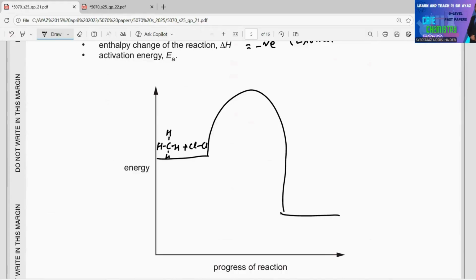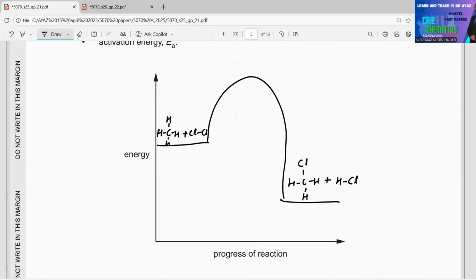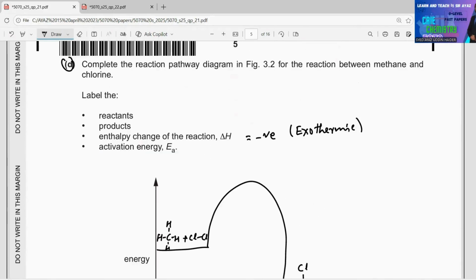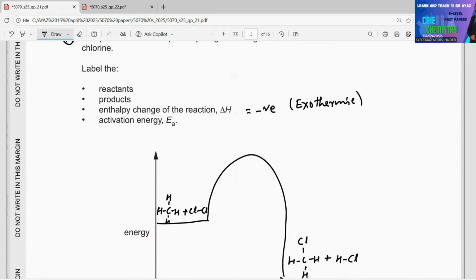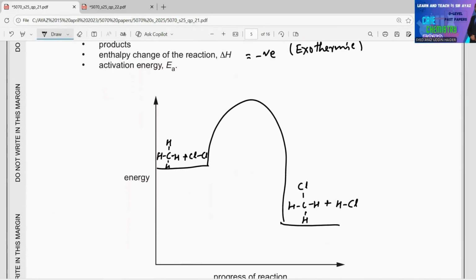And on the product side, you're getting CH3Cl plus HCl. What else are they asking? Enthalpy change of the reaction. Enthalpy change is negative. Enthalpy change is between reactants and products. These are the reactants, and here we have the products, so it must be between these two.